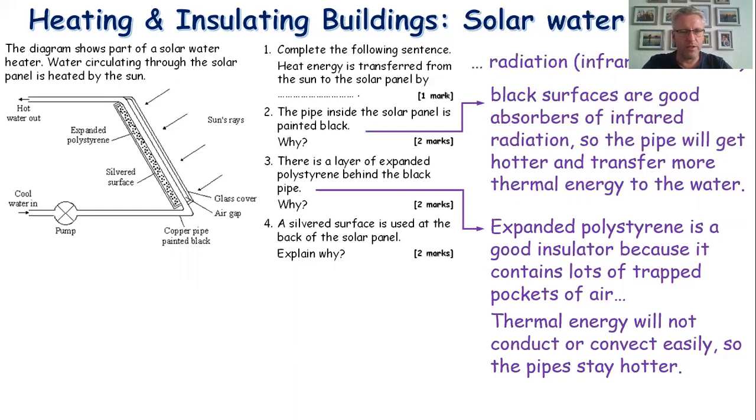So this is really important. How do we get the 2 marks here? Well, we say that it's an insulator, and then we describe why it's an insulator and why that's important.